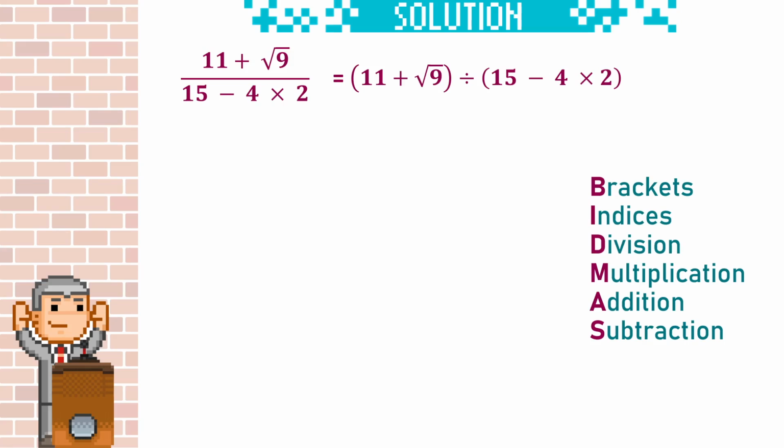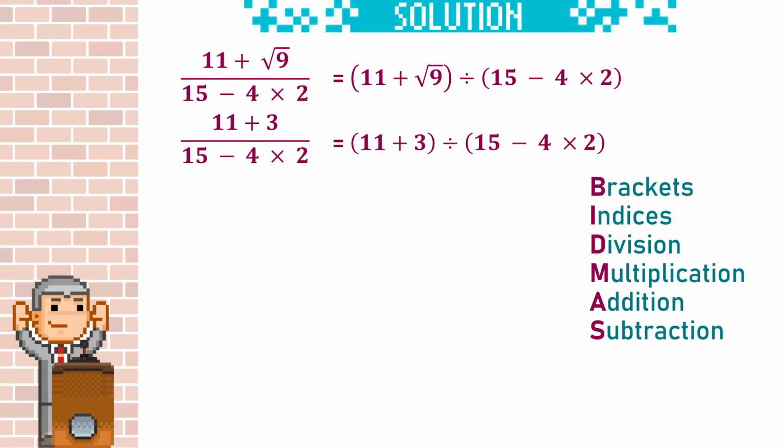Next one is indices. We can see that we've got a square root of 9. So square root of 9, what times itself is 9, is going to be 3. Next, there's division, but we don't really have a division in this question. We're going to divide it at the end, aren't we? Because we've got to do the first bracket and the second bracket, and then the final thing will be the division.